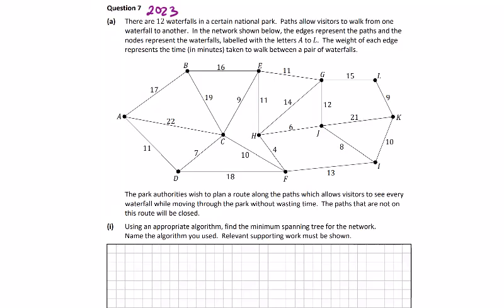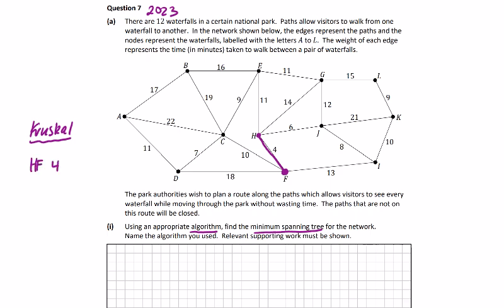In 2023, we're given this diagram with waterfalls in a national park, and they ask us to use an appropriate algorithm to find the minimum spanning tree. So I think we'll go for Kruskal. Kruskal is take the lowest, which in this case is HF. HF is equal to 4.